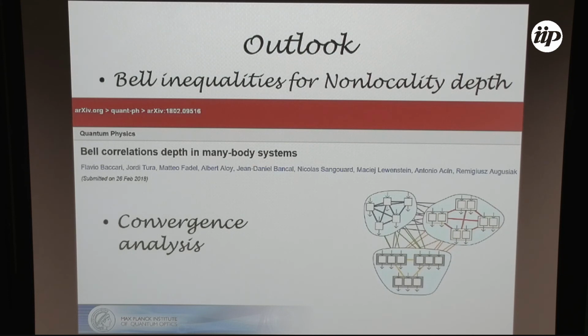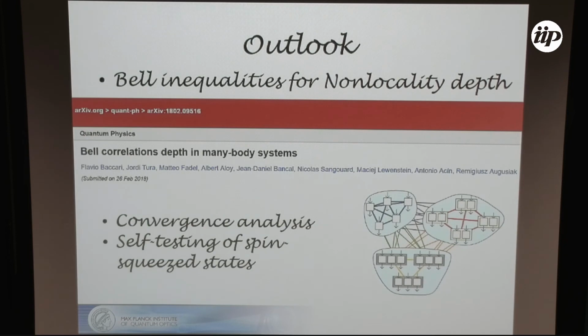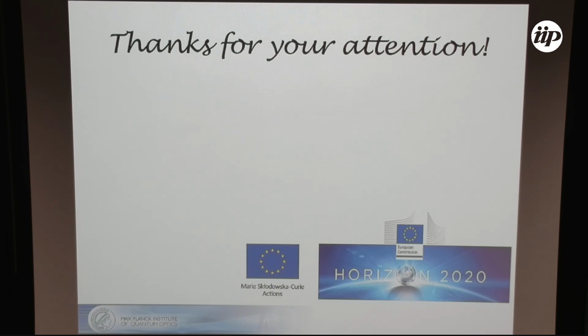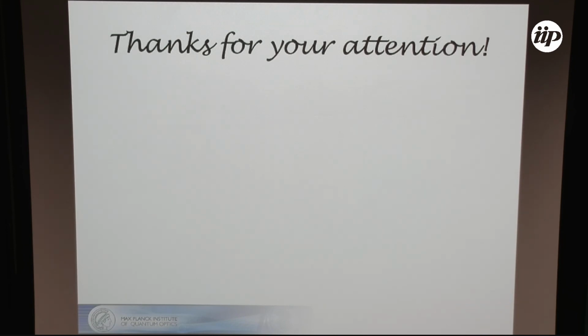Also open questions are: when does the method converge, or where does it not converge if you go to the infinite level of the hierarchy? Another thing that we are trying is to see if one can make some kind of self-testing statement on spin squeezed states, which are the ones that maximally violate these inequalities. With this, I would like to finish. Thank you very much for your attention.